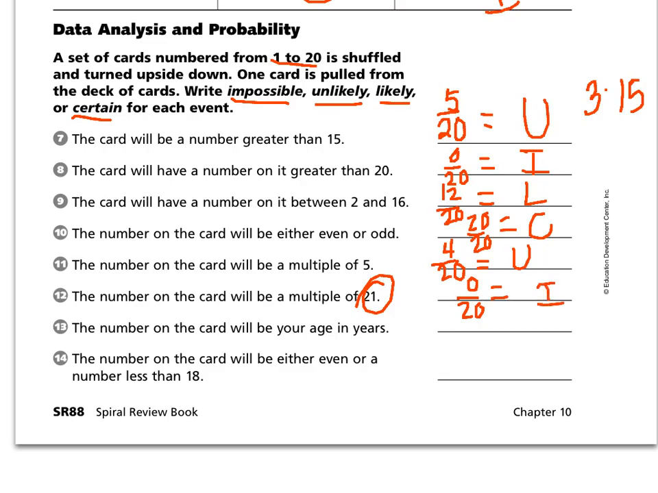The number on the card will be your age in years. Well, that would only be 1 out of 20, because you're only one age, which would be unlikely. The number on the card will either be even or a number less than 18. And I know that that's going to be 19 out of 20 cards, because that would be cards 1 through 18, and then it would be 18 and 20 as well, which would make this going to be likely.